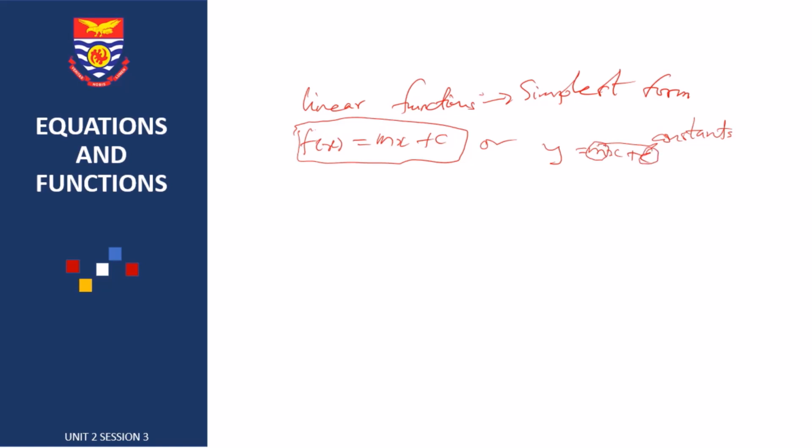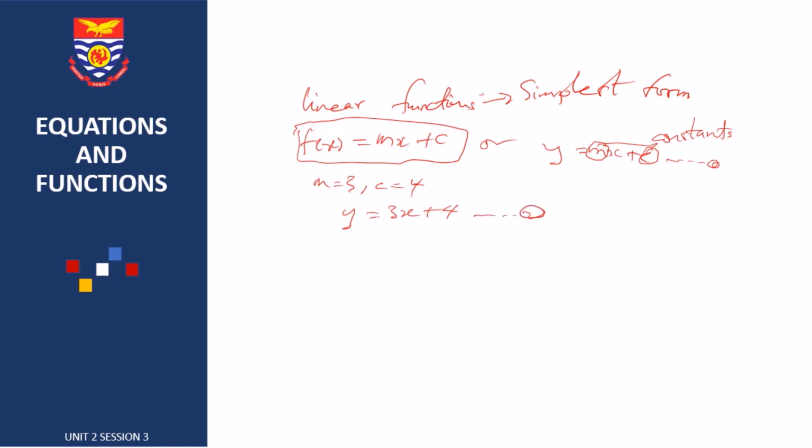X is the variable. So for example, assume m is 3 and c is equal to 4. I can say that y will be equal to 3x plus 4. Then we have a linear relationship. Let's assume this is equation 1 and this is equation 2.